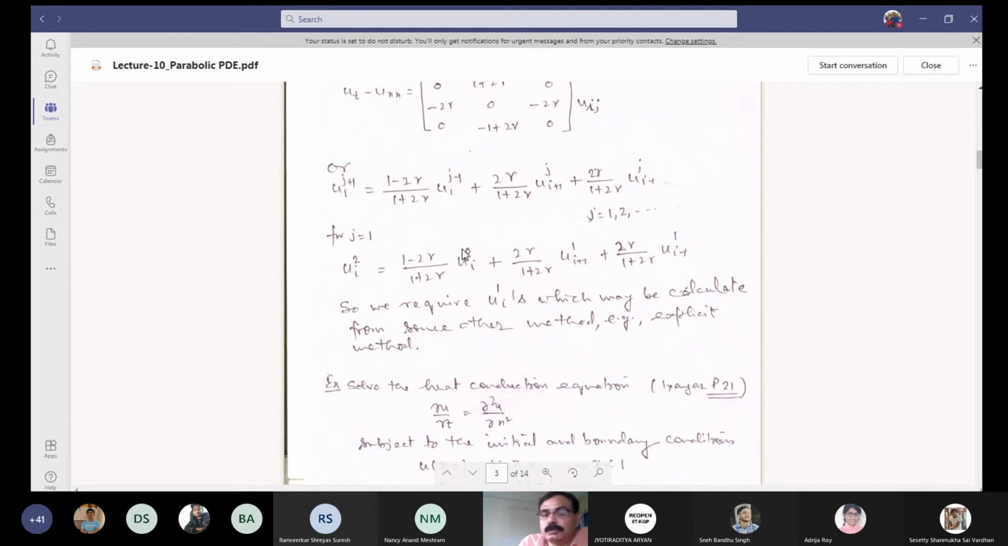At j equal to 0, it is your initial condition that is given. But j equal to 1 you require, and this is not given. So you have to use another method to calculate this u(i,1). Did you understand now? Did you get my point?